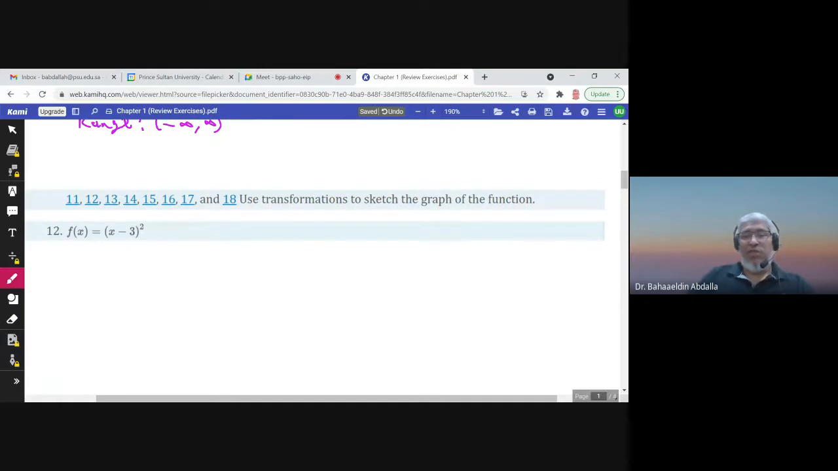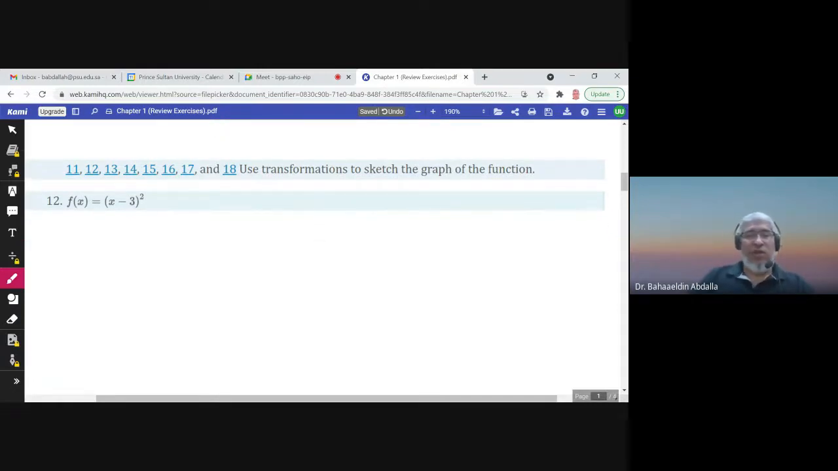Use transformations to sketch the graph of this function. The original function here is y equals x squared, and we know the graph of y equals x squared. It is a parabola, opens upwards. And now we have 3 units. We have taken the graph of x squared 3 units to the right. So the graph of f of x would be same as this, but taken 3 units to the right. So this would be the graph of f of x.